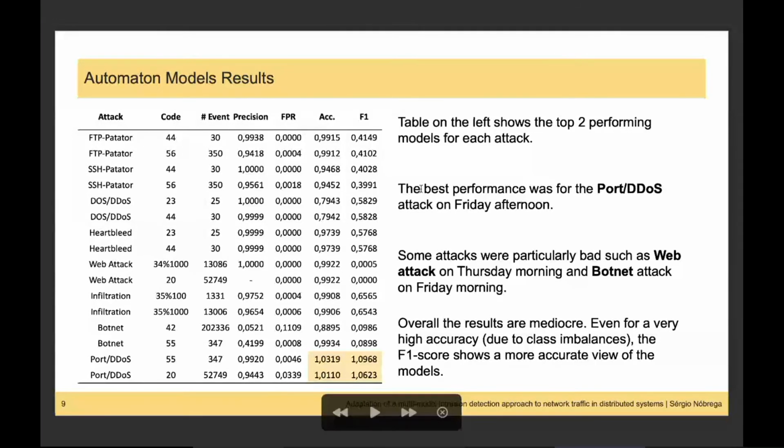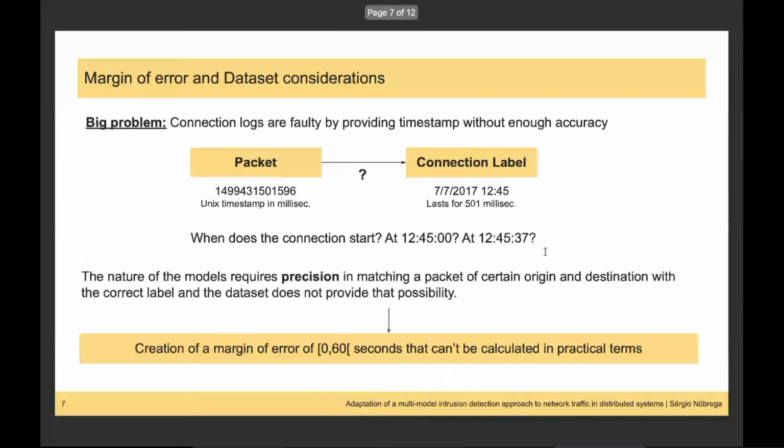Then this is for the actual results of the detection. The best performance was for the port scan and denial of service, distributed denial of service attacks on Friday afternoon. And you can see here the absurdity of the results. So the accuracy and the F1 score are over 1, which is literally impossible. And the reason this is happening is because of that margin of error that I was talking about, that we don't know when the connection label started.